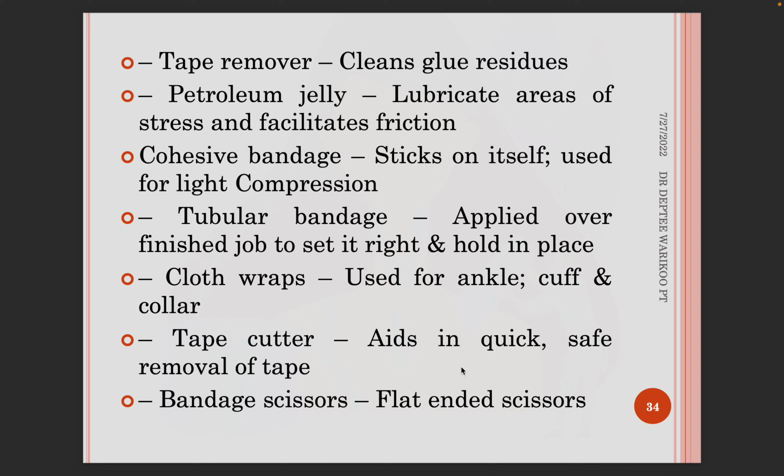Then tubular bandages, and these bandages are very important. These tubular bandages may be applied over a completed tape job to help set the tape and hold it in place. Then elastic bandages are used for compression and for traditional spicas. Cloth wrap is used for ankle wraps, triangle bandages, collars, and scuff support.